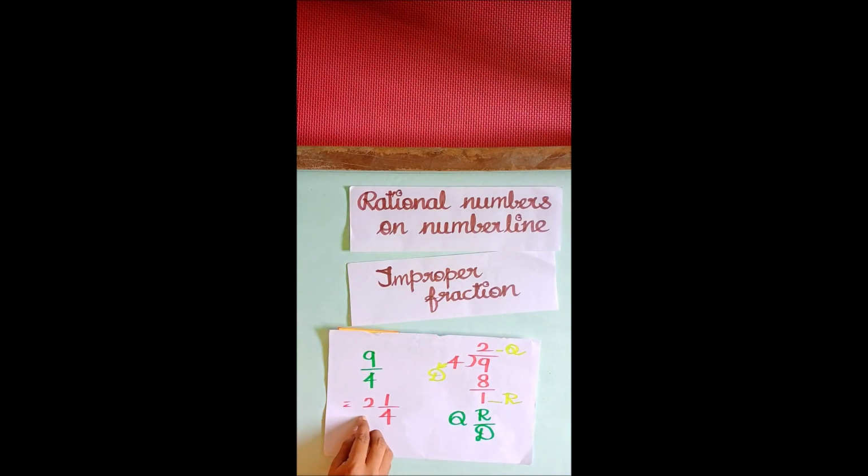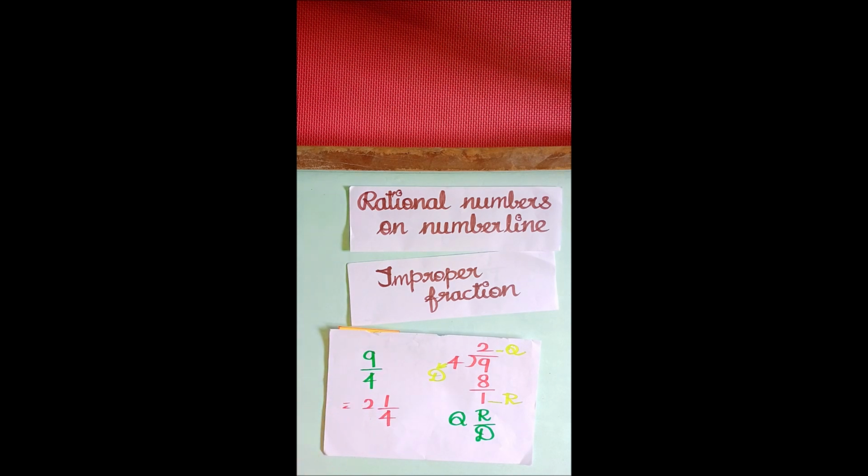I have represented here the apple 2 1 by 4. But you have counted here the shaded portions. How many portions are shaded? So 9 portions are shaded. So from this we can say both are equal. So 9 by 4 is equal to 2 1 by 4.